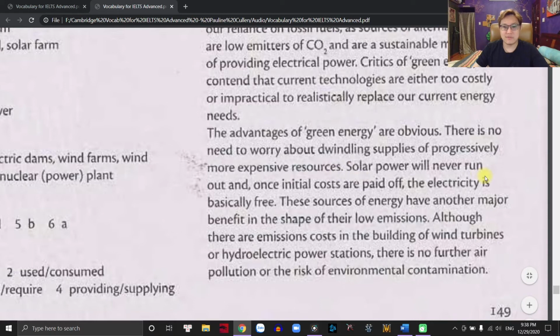Solar power will never run out, and once initial costs are paid off, the electricity is basically free. Năng lượng mặt trời thì nó sẽ không bao giờ cạn kiệt, và một khi những cái giá thành đầu tiên được trả thì cái năng lượng điện đó bản chất là free, miễn phí.